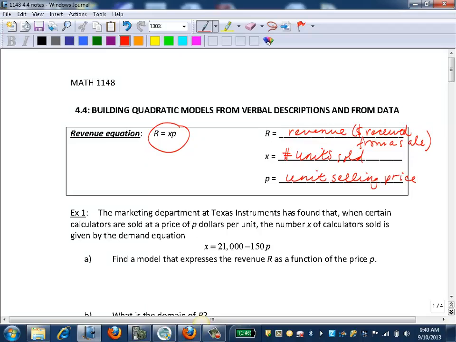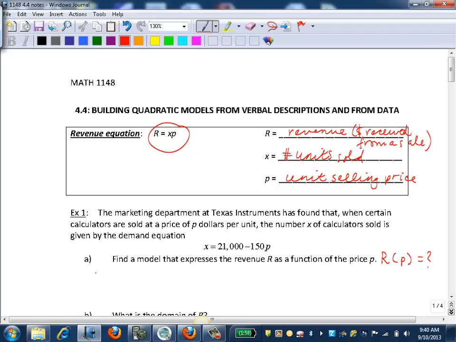The marketing department at Texas Instruments has found that when certain calculators are sold at a price of P dollars per unit, the number X of calculators sold is given by the demand equation, X equals 21,000 minus 150 P. So this is the demand function. Now in part A, we want to find a model that expresses the revenue as a function of the price. So first of all, revenue as a function of price. That means we're looking for an R of P. So we want to find a revenue equation that only has the variable P in it.